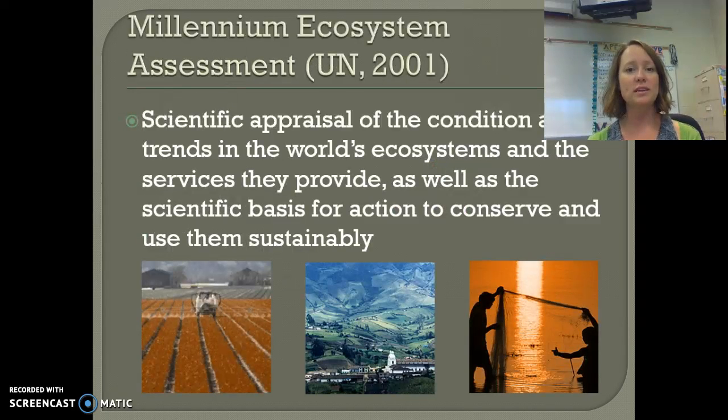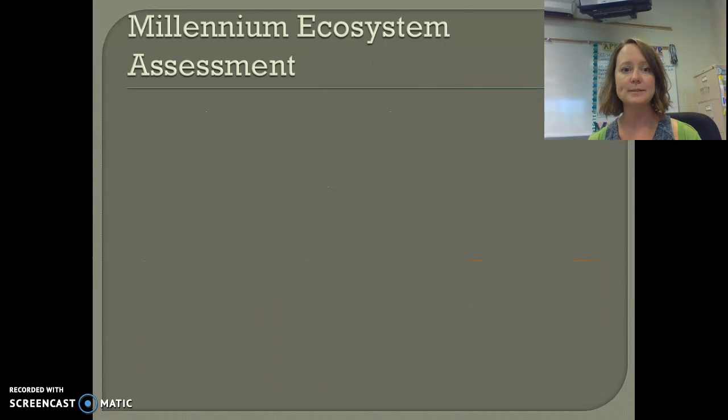In 2001, the UN created the Millennium Ecosystem Assessment, which was a scientific appraisal of the condition and trends in the world's ecosystems, looking at the goods and the services, as well as what we need to do. What actions do we need to take to conserve and use them sustainably? And we'll take a closer look at some of these ecosystem assessments in some specific areas in class.